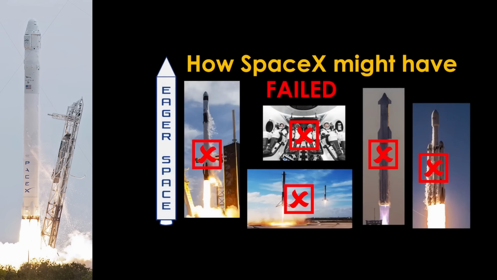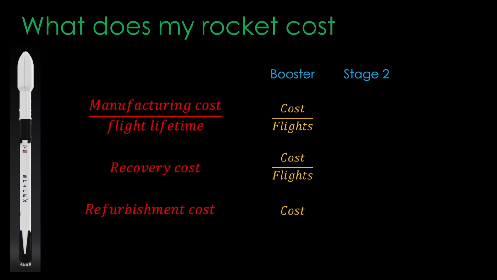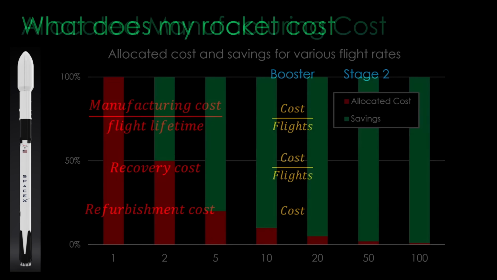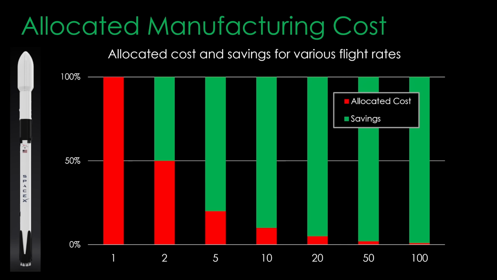I talk about a number of places where SpaceX might have never gotten beyond Falcon 1 in my video, How SpaceX Might Have Failed. But they were successful and went on to retrofit booster reuse to the rocket they were already flying. We can use the same model we used for Shuttle for Falcon 9 costs, applying it to the booster and second stage. We can understand what I call allocated manufacturing cost, the cost that we allocate to each flight using this chart. The green shows the percentage of cost savings for each flight rate.